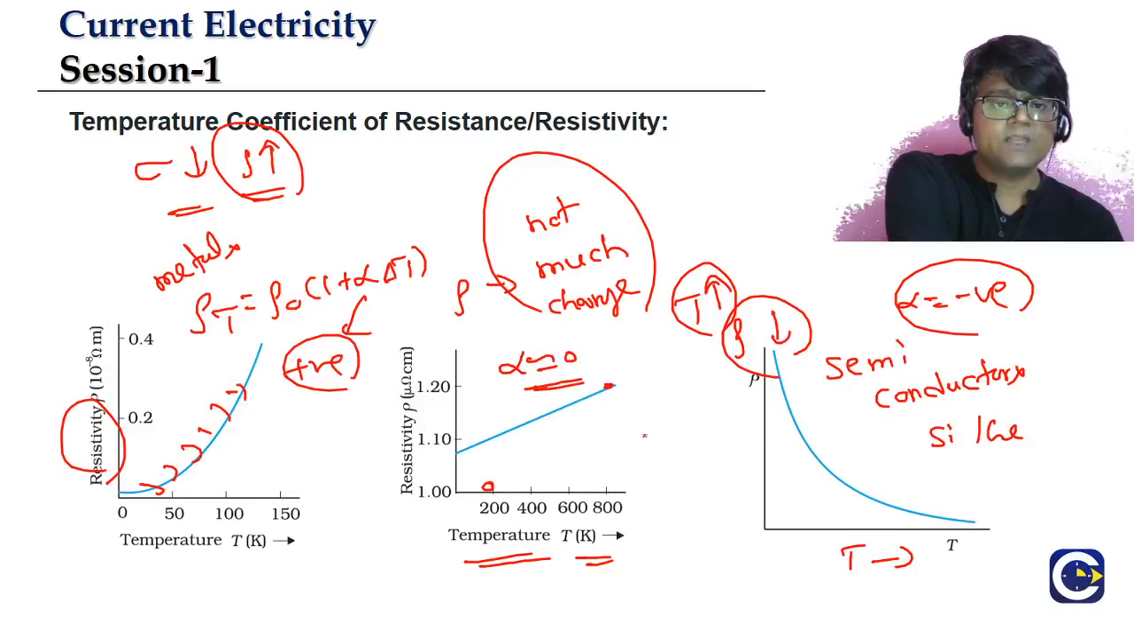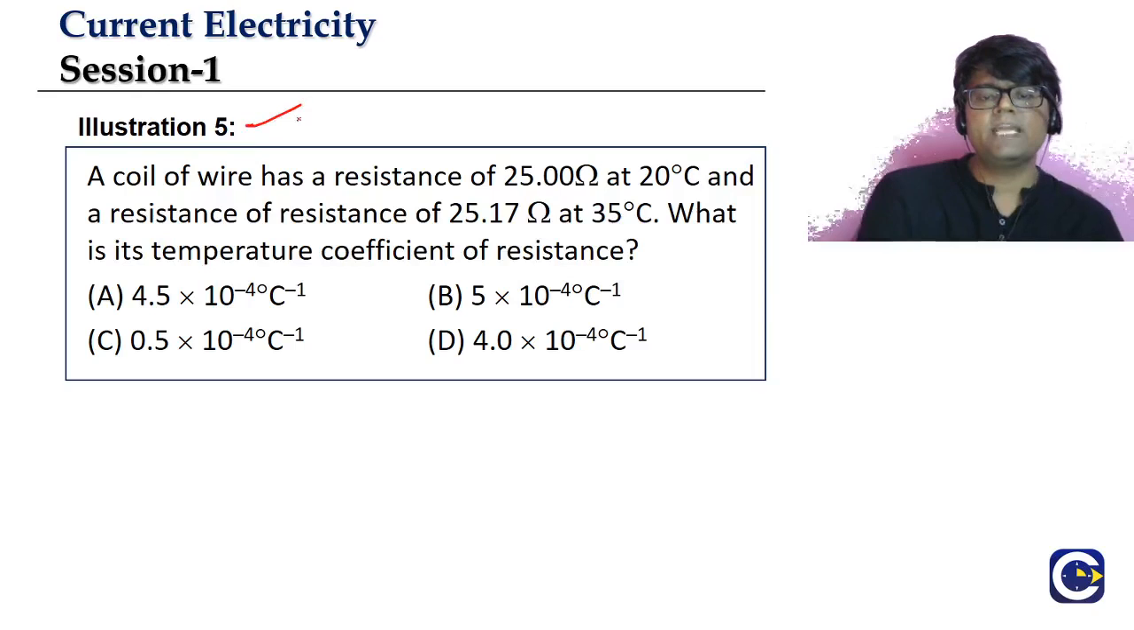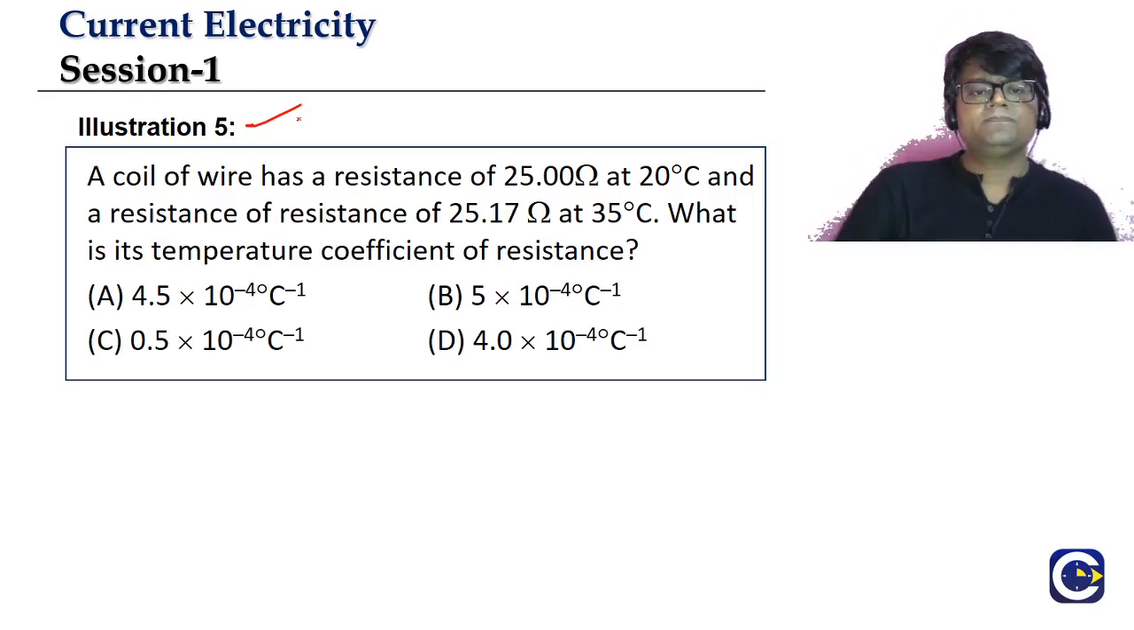Clear, guys? If you are clear with this idea, we can go to the questions. Okay, look at this question, guys. Take some time to solve the question. There is no hurry. A coil wire has a resistance of 25.00 ohms, because they are giving it up to 2 decimal places. What is the resistance at 20 degrees centigrade, guys?